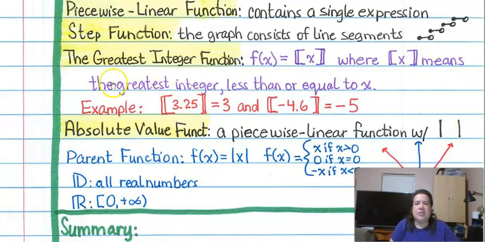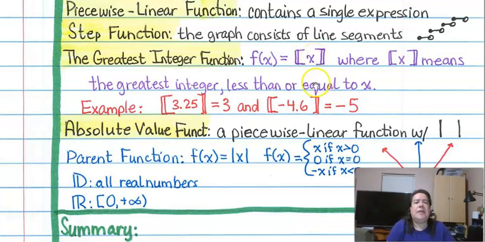Then you've got another function called the greatest integer function, and it's denoted by these things. They almost look like a mix of absolute value, brackets, parentheses, whatever you want to call them. So the greatest integer function is denoted by f of x is equal to, and you call it that, the greatest integer, where this symbol, that's what it means.